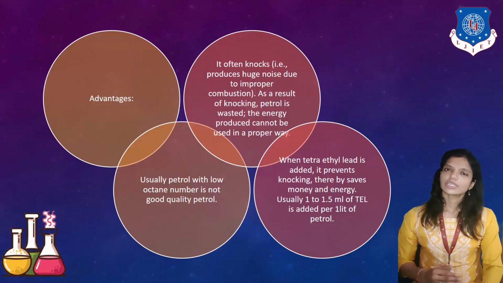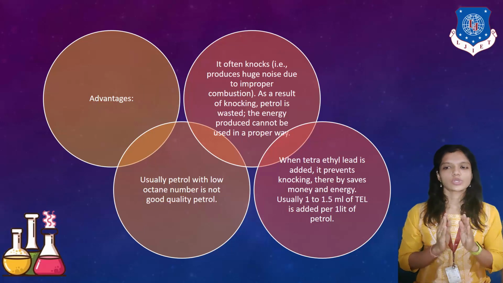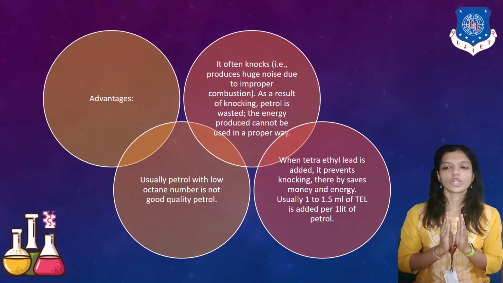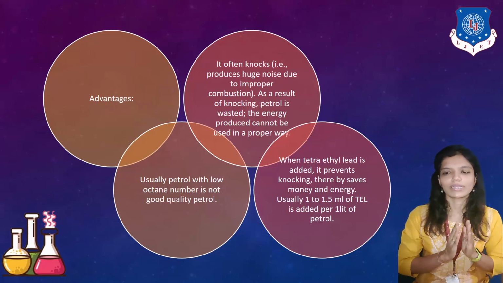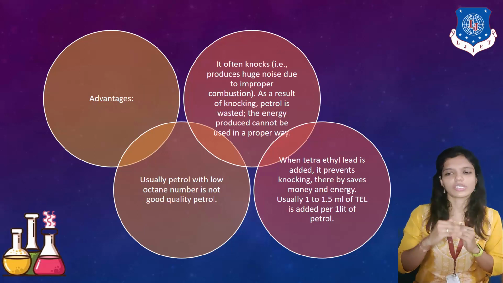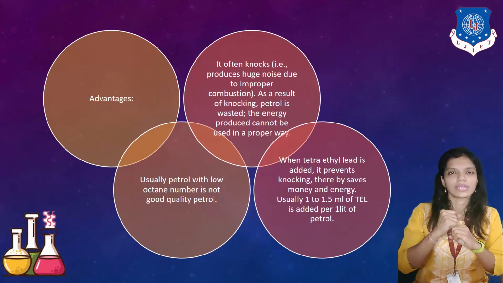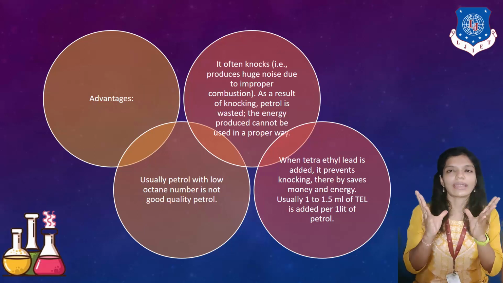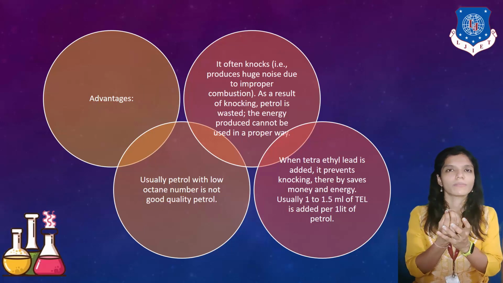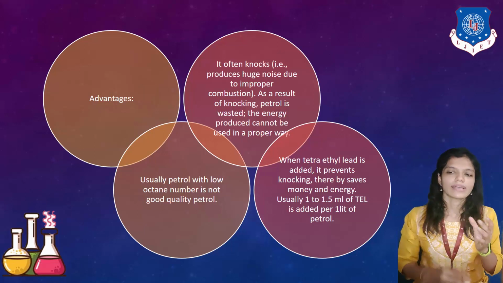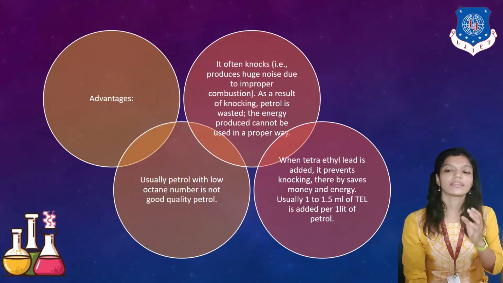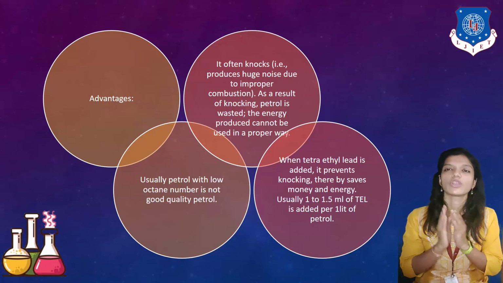Now let's take a look at the advantages. Usually petrol with a low octane number is not considered a good quality petrol. It often knocks, which produces noise due to improper combustion. Certainly a combustion occurs, and due to that improper combustion it keeps knocking. Okay, as a result of knocking, petrol is wasted. The energy produced cannot be used in a proper way and you will not get the proper result you want from that petrol.